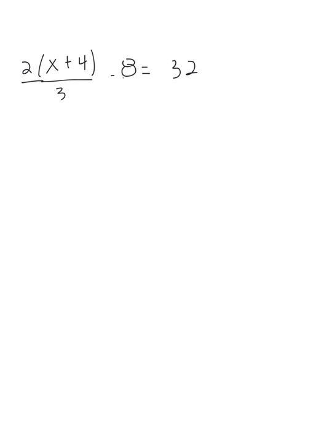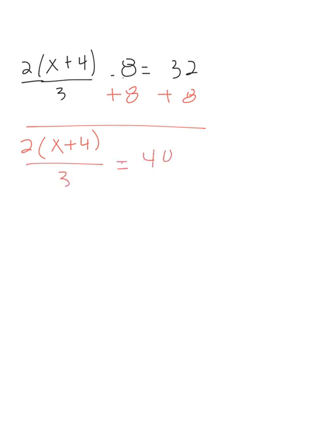There are many ways to look at solving multi-step equations, and there isn't any one way that's better than the other. So take a look at this problem here. It's 2 multiplied by the quantity of x plus 4 divided by 3 minus 8. So one of the things that you could say is, well, I'm going to go ahead and add 8 to both sides. So you could add 8 to both sides, and then you will have 2 parentheses x plus 4 all divided by 3 equals 40.